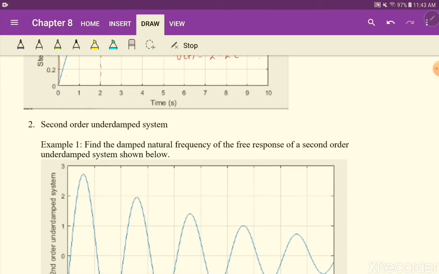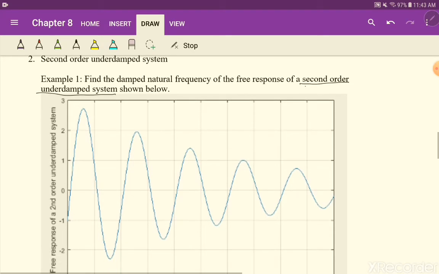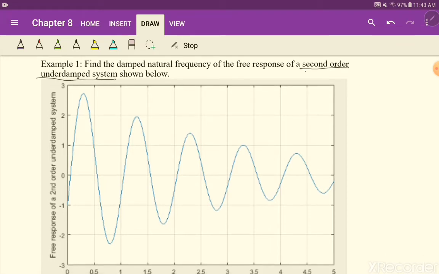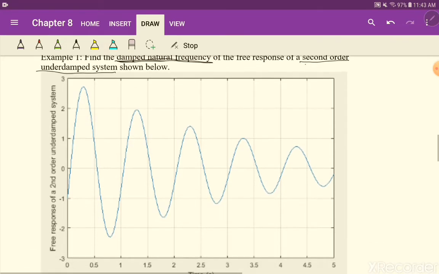It says find the damped natural frequency of the free response of a second order underdamped system. I can tell. So let's find the damped natural frequency. Why don't we find the period first? The damped natural frequency really is the actual frequency of vibration. So that's your omega d. How should we do this?